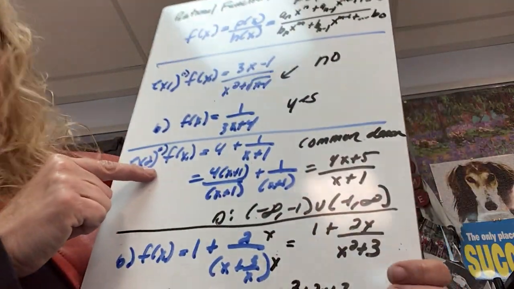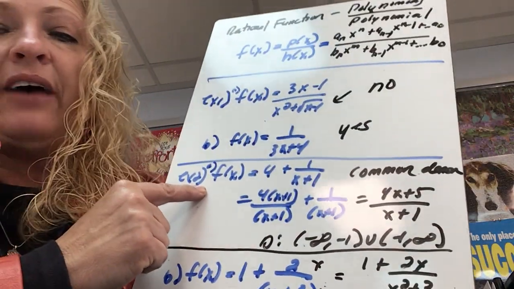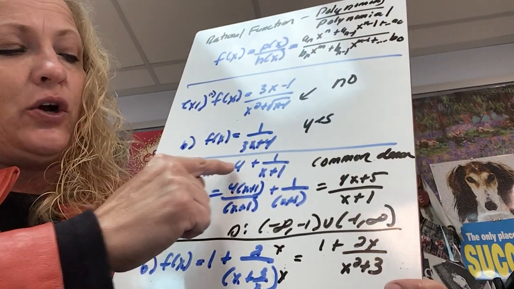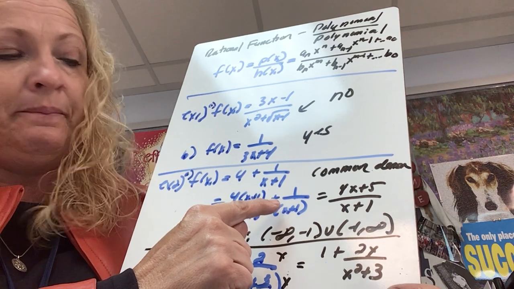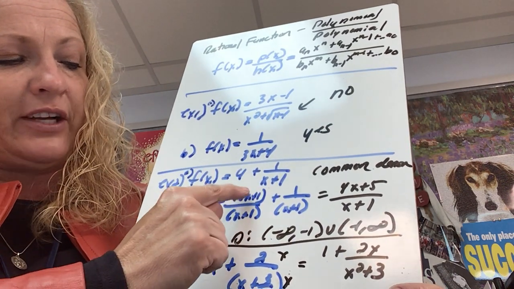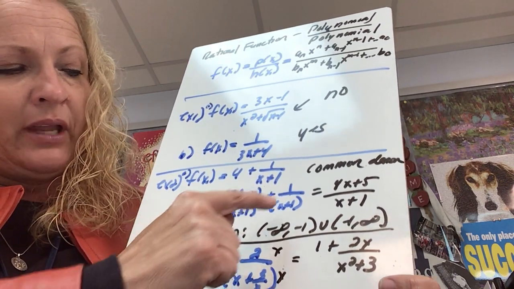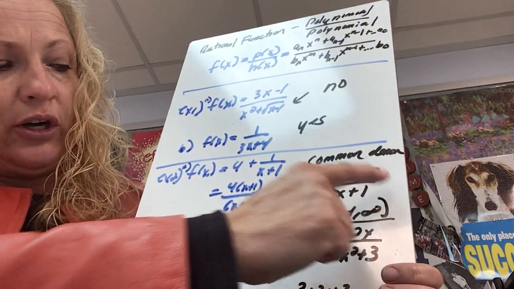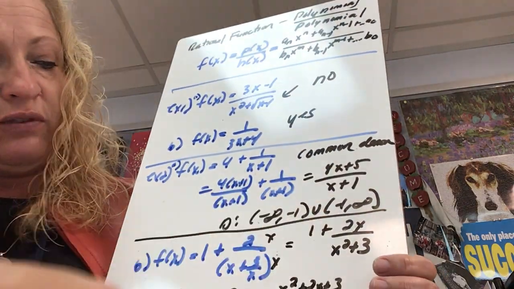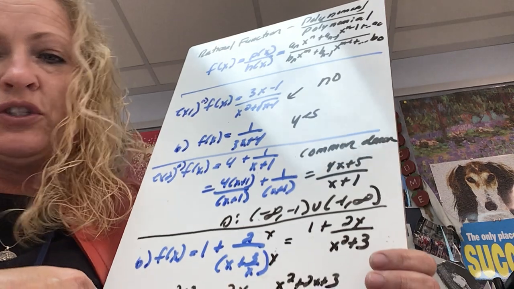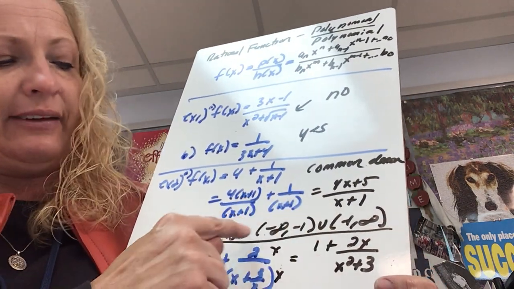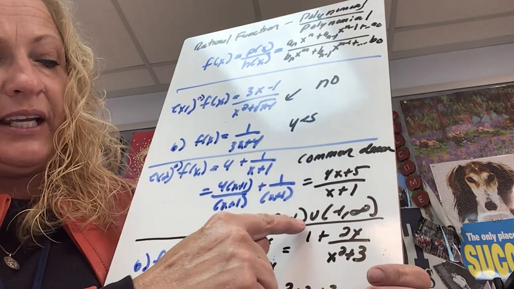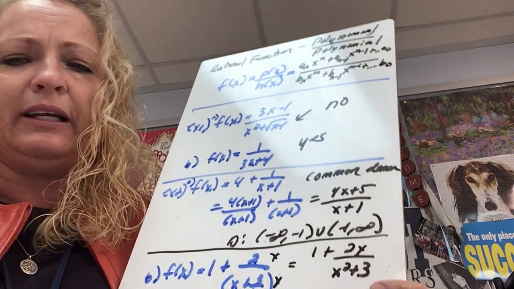All right, so taking a look at example 2a. If I need a polynomial over a polynomial, this doesn't look like that. So I'm going to have to get a common denominator. My common denominator is x plus 1 over x plus 1. Then distribute and put our like terms together. And so we have 4x plus 5 over x plus 1. So we know that my domain will be all reals except -1. So negative infinity to -1 union with -1 to infinity.